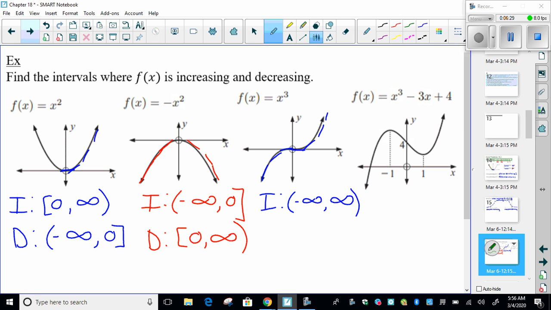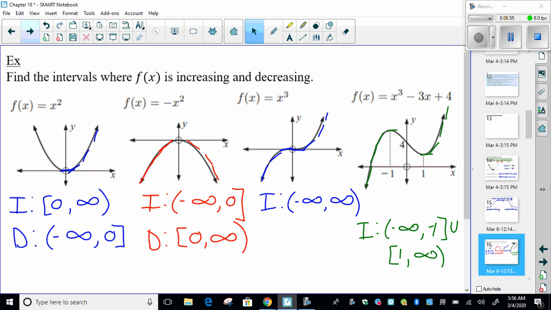Here, I'm going to do this in 2 different colors. We have increasing until we have 0, and then we have 0, and we're increasing over here. So therefore, we are increasing from negative infinity to negative 1, include that negative 1, union, we start again at 1, and we keep going to infinity. But we are decreasing between there. So therefore, we are just decreasing from negative 1 to 1. Again, make sure you include those points where your slope is 0.